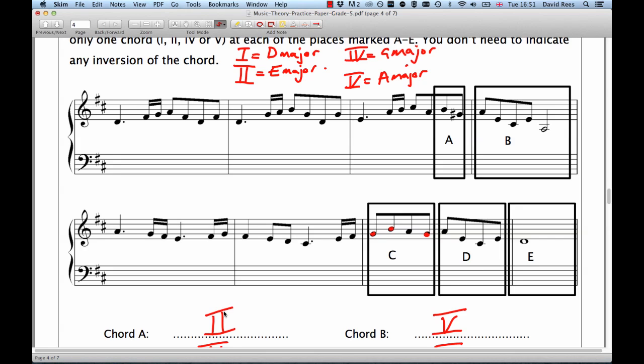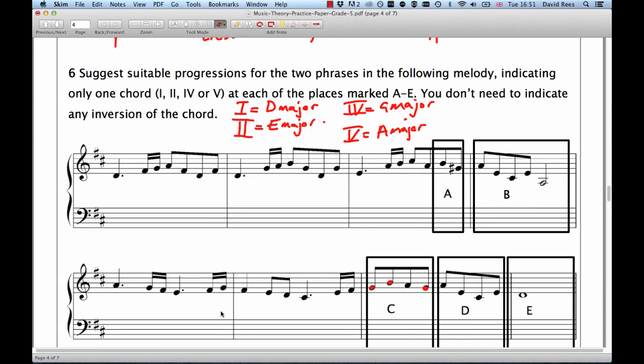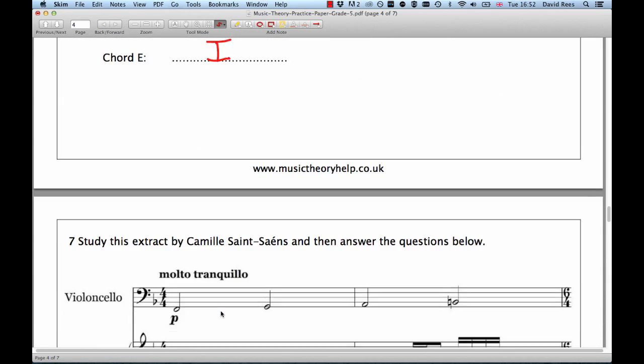I think if you make a sensible choice, something that would fit, no one would have a problem with that at all, and you will get the marks. So that is the end of question 6. Let's move on and have a look at question 7.